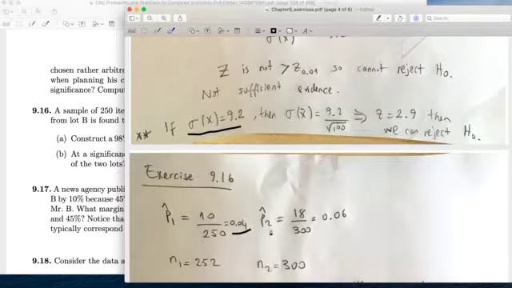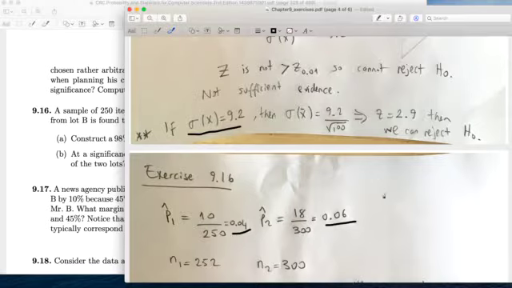Anyway, so P2 refers to the proportion of sample B. It was 300, 18 of them were defective, and the ratio is 0.06. So as you can see, the ratios are different, 0.04, 0.06. The difference between them, P1 hat minus P2 hat, is minus 0.02.